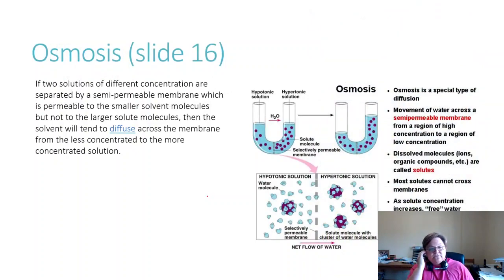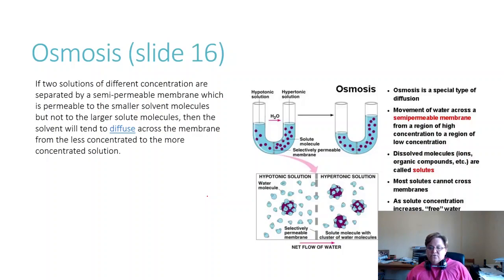So if two solutions of different concentration are separated by a semi-permeable membrane, which is permeable to the smaller solvent molecules but not bigger ones, then the solvent will tend to diffuse across the membrane from the less concentrated to the more concentrated. This type of movement is called osmosis, and it's a special type of diffusion where the movement across that semi-permeable membrane moves from high to low concentration. And that's because of the solutes and the size of some of the solutes.